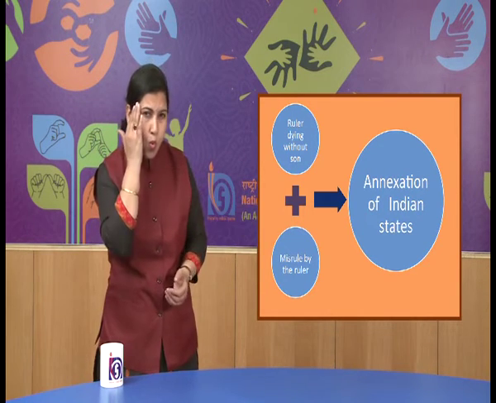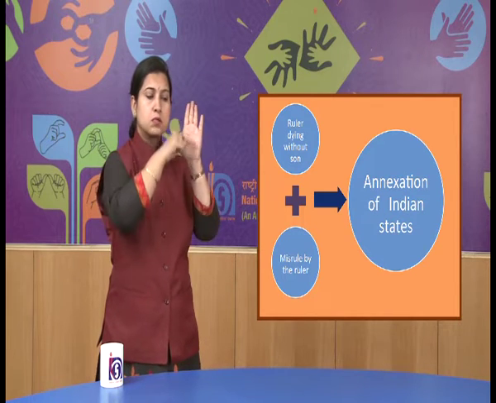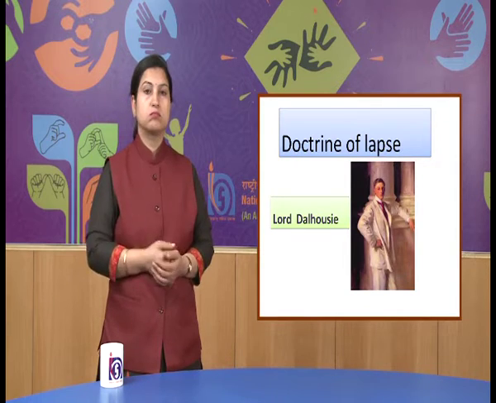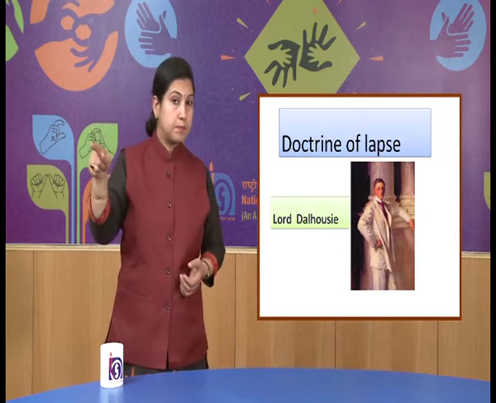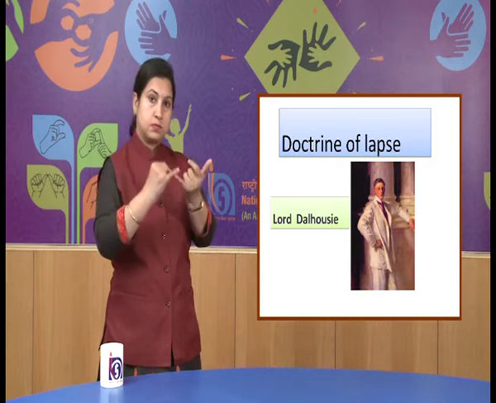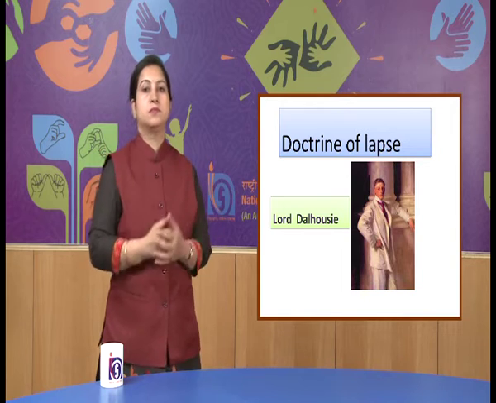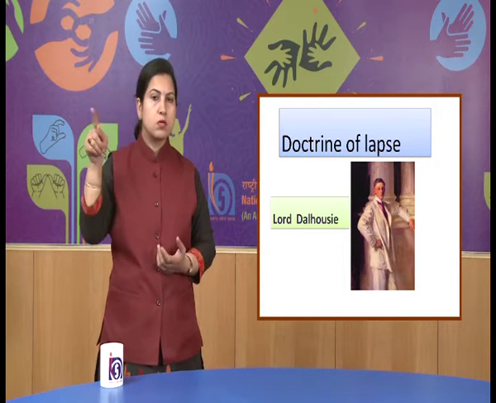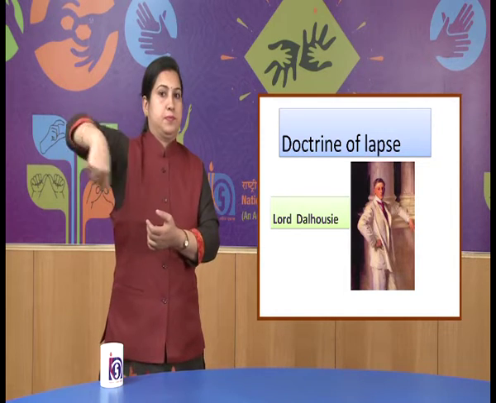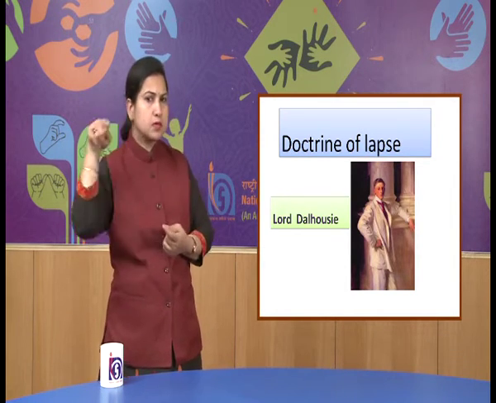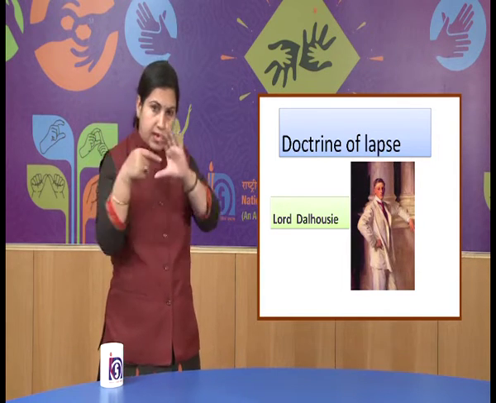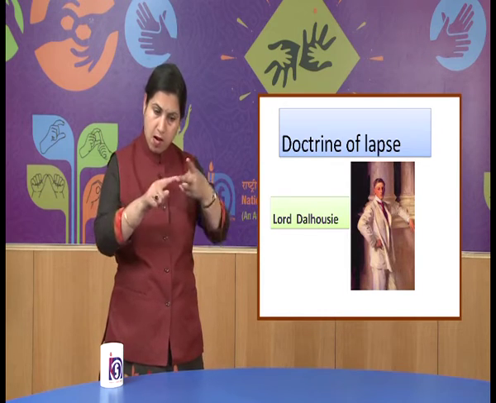Learners, do you know who had started the policy of doctrine of lapse? It was started by Lord Dalhousie. He was the Governor General of the company EIC. EIC is East India Company.